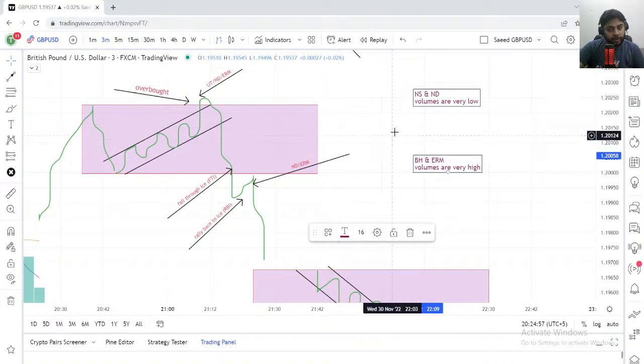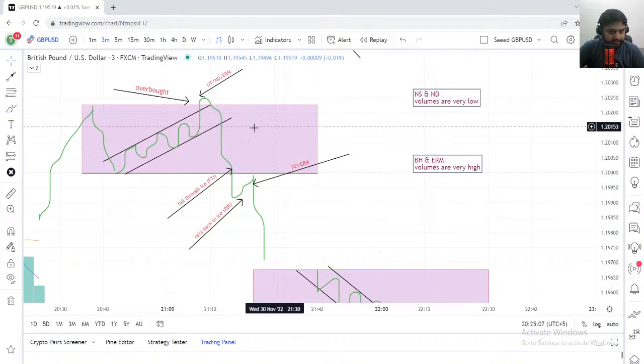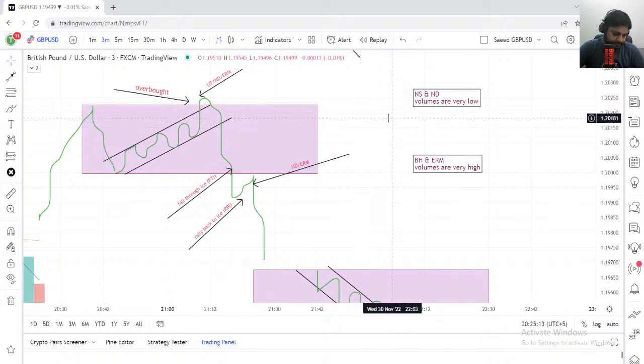So you have to understand the role of volumes. If the volume is falling when the market is going up, then you can expect that when the market reaches this resistance level, you will find an ND bar.